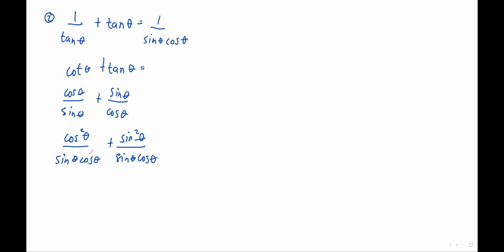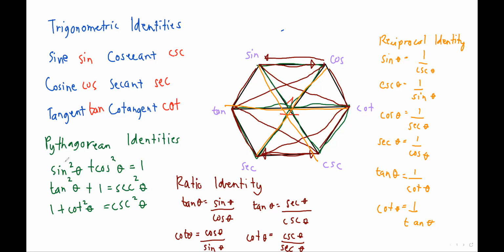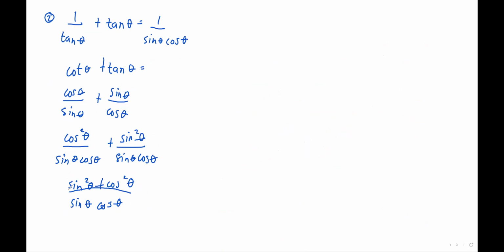So, dahil same denominator na, guys, pwede natin siyang pagsamahin ngayon. So, magiging sine squared theta plus cosine squared theta all over sine theta cosine theta. So, ayan na siya. Mapapansin ninyo, guys, yung sa numerator natin, technically, is a Pythagorean identity. Okay? So, gamitin natin siya. Substitute natin siya. So, equals to 1 ito, di ba? So, magiging 1 over sine theta cosine theta is equal to 1 over sine theta cosine theta. Okay? So, kita ninyo, technically na-convert natin siya into 1 over sine theta cosine theta.